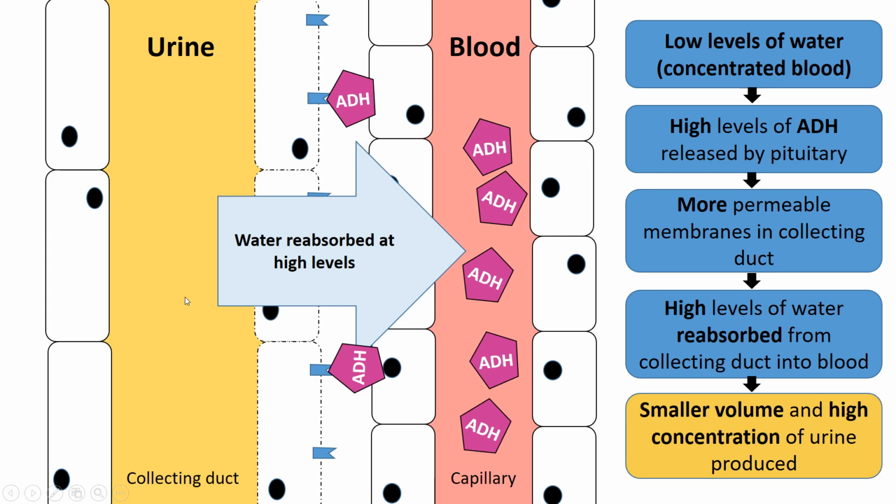And in contrast, if you've got low levels of water, you get high levels of ADH being released by the pituitary. They make membranes much more permeable when they bind to all of those receptors. So you get high levels of water reabsorbed from the collecting duct, and you end up producing a smaller volume and a high concentration of urine. Okay, so it's just a question of remembering the mores and the less, and trying to visualize what's happening in the collecting duct and the capillaries.